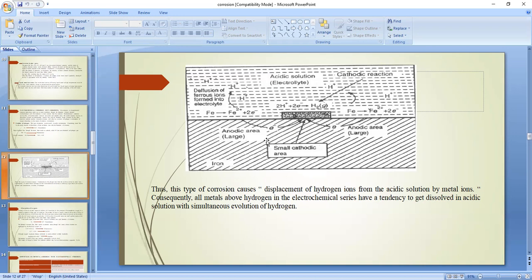One thing we need to remember here is, in the case of liberation of hydrogen gas, the anodic area is large and the cathodic area is small. Why is the anodic area large? As I said, the rate of corrosion is faster in acidic medium. As soon as a metal is exposed to the acidic medium, the entire metal exposed to the acidic solution behaves as an anode, and the unaffected area behaves as a cathode. That is the reason why we find a large anodic area and a small cathodic area in the case of liberation of hydrogen gas.